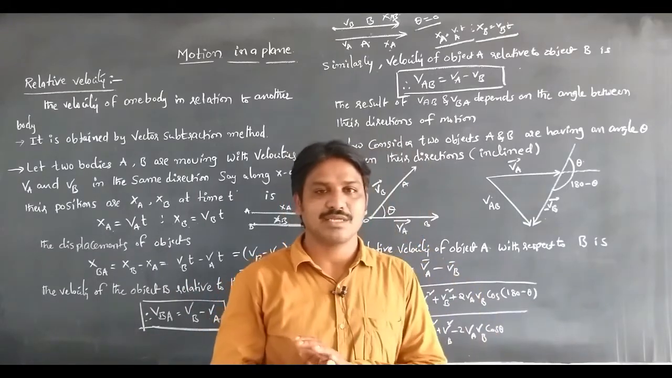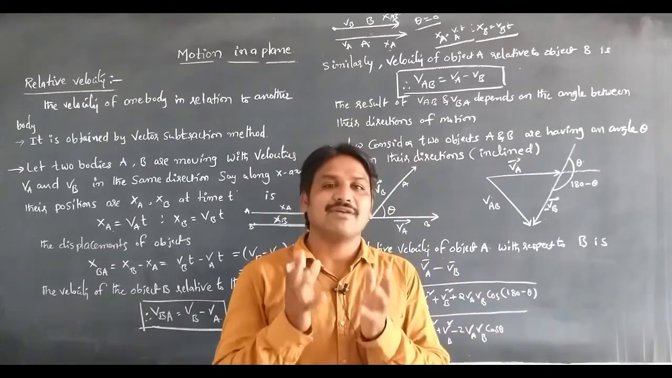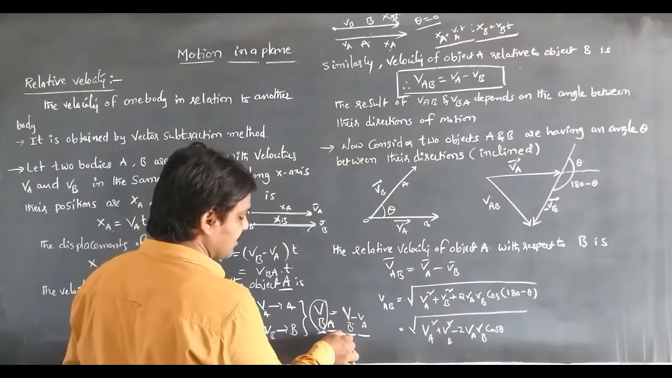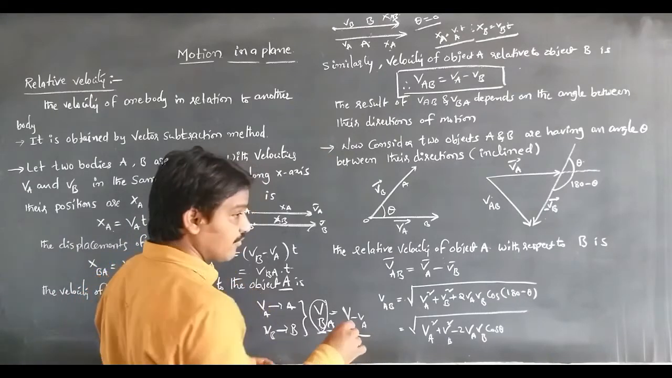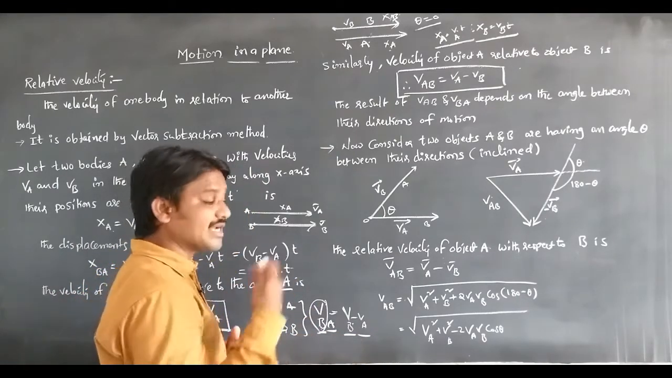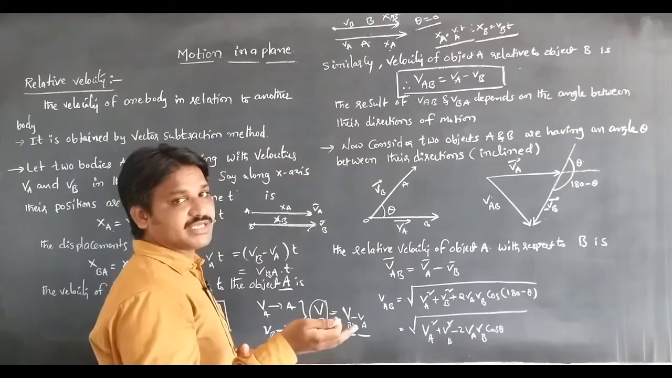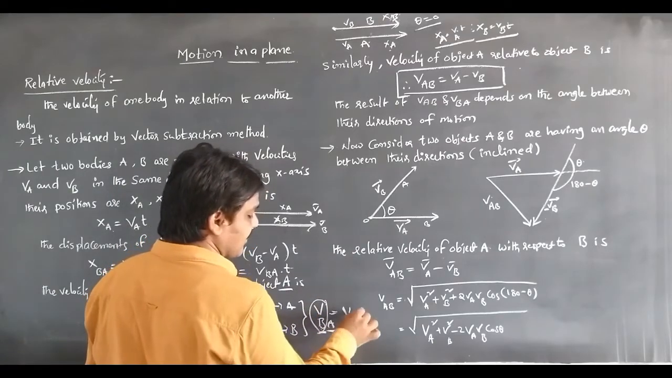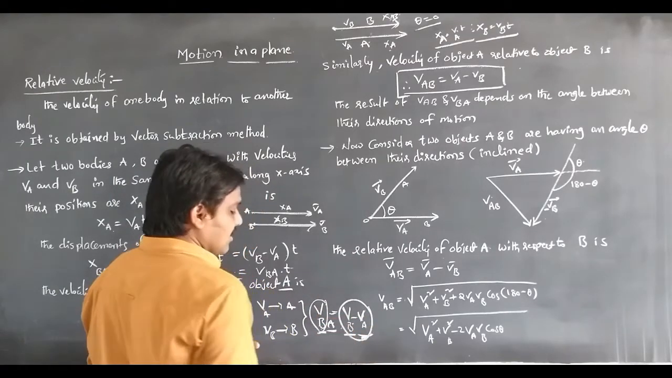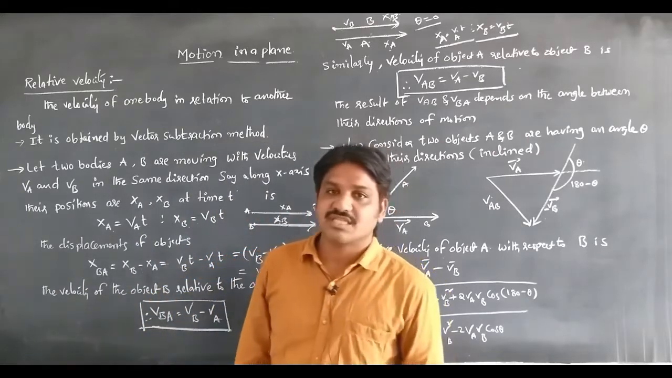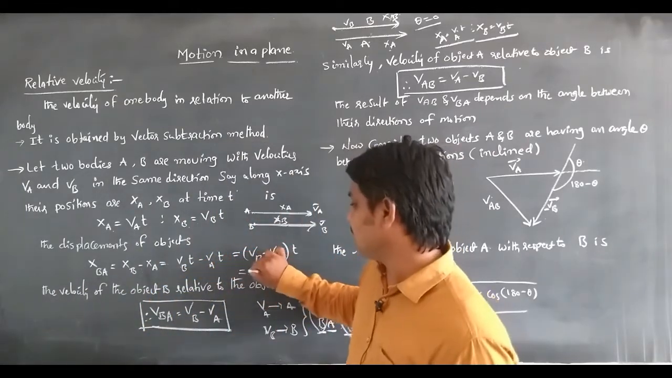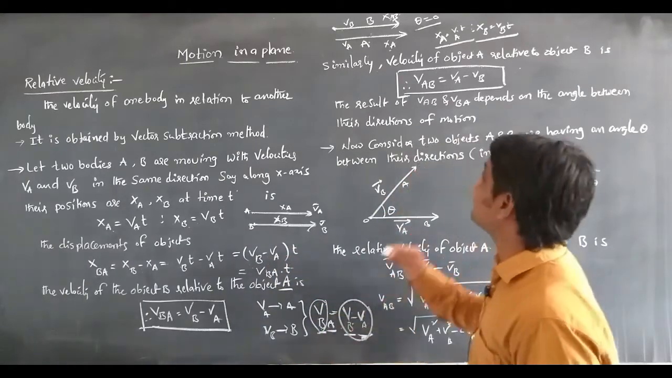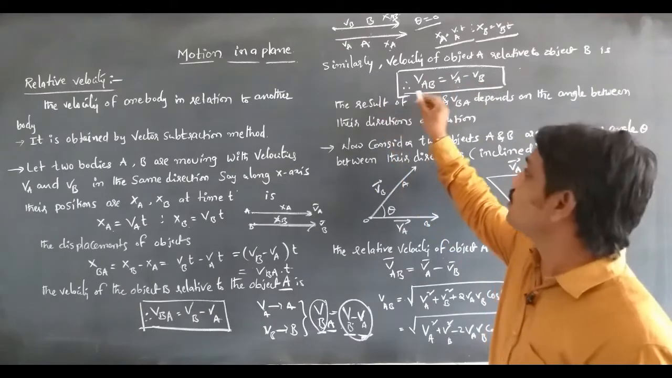For easy understanding, if we want to find the velocity of a particle, we should write that first. After that, the body with whom we are measuring, with whom we are comparing, the other body, we should write after that, and subtract it. Then we can find the relative velocity by using the vector subtraction method. So this one is VB minus VA into T. Similarly, we can write VAB is equal to VA minus VB.